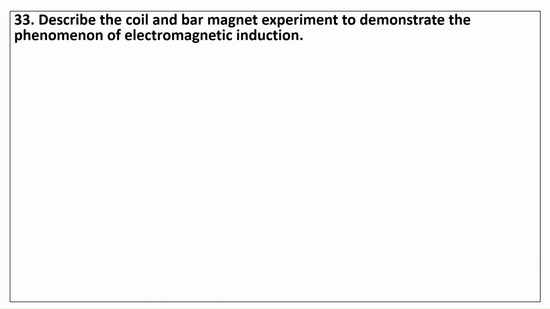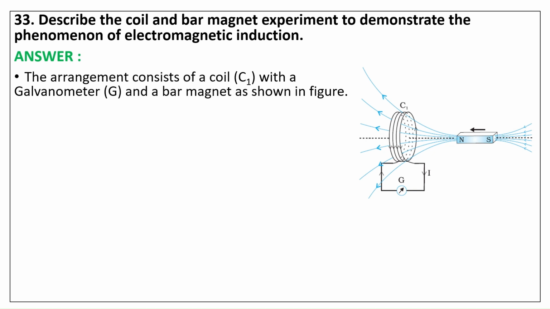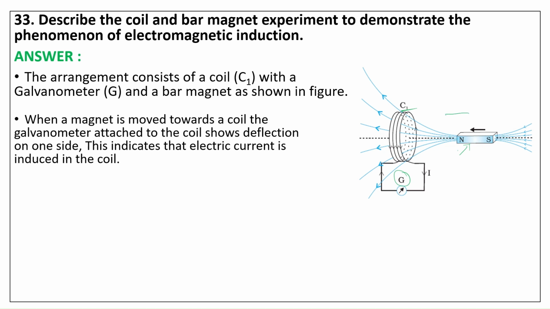Next. 33. Describe the coil and bar magnet experiment to demonstrate the phenomenon of electromagnetic induction. Answer. The arrangement consists of a coil, C1, with a galvanometer, G, and a bar magnet as shown in figure. When a magnet is moved towards a coil, the galvanometer attached to the coil shows deflection. On one side, this indicates that electric current is induced in the coil.